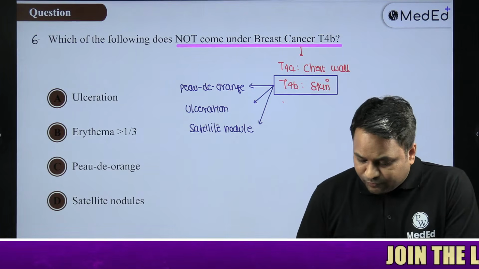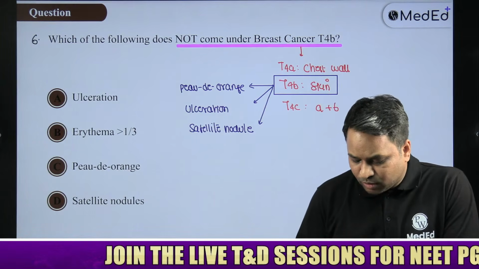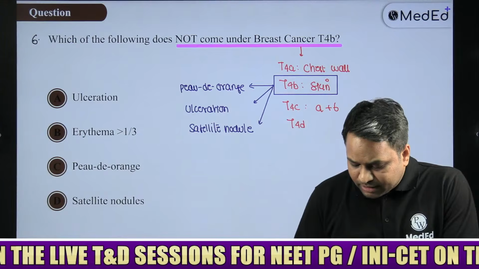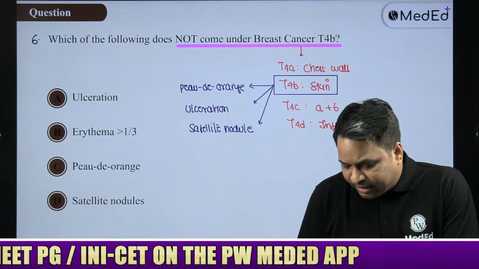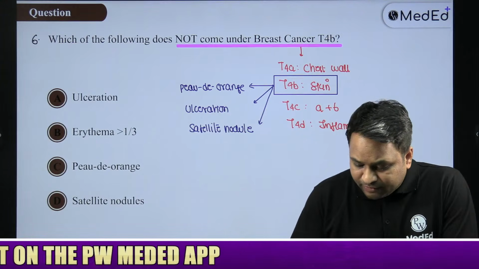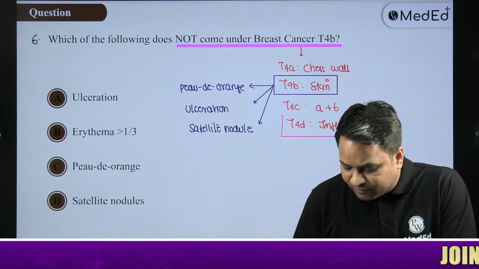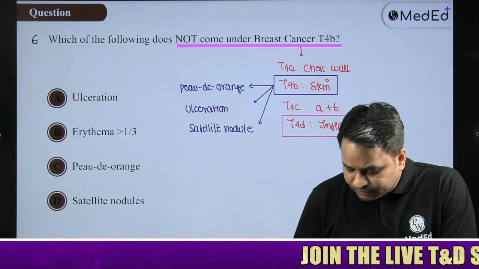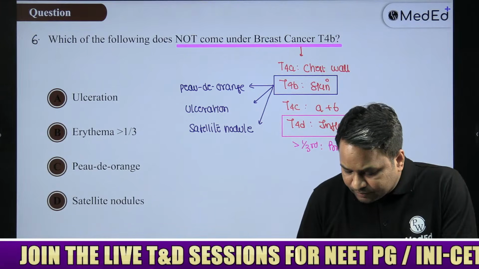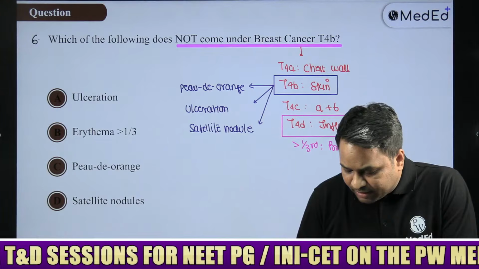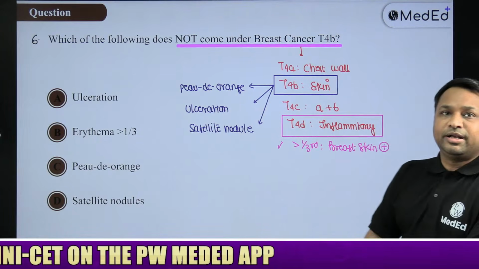Then you have T4C, which is going to be A plus B, both skin and the chest wall. And T4D is going to be inflammatory breast cancer. The criterion for inflammatory breast cancer is that more than 1/3 of the breast skin must be involved in the inflammatory component, right?